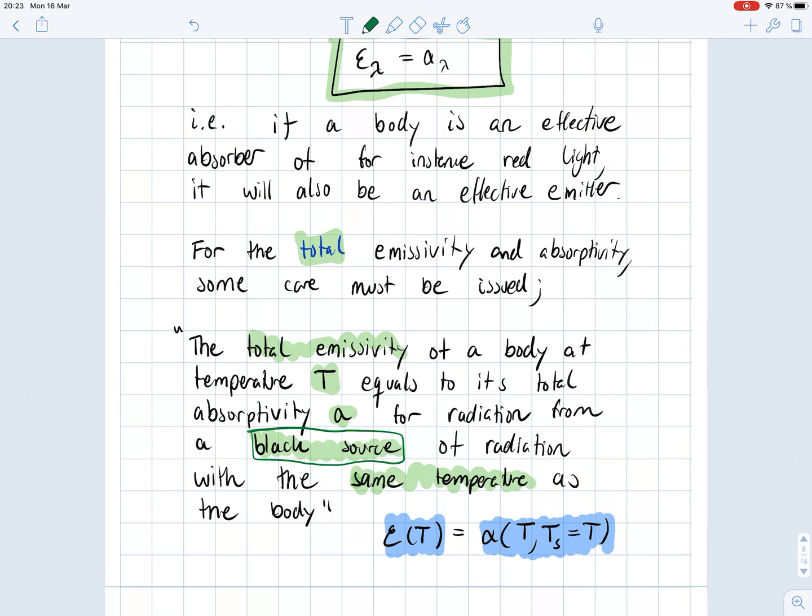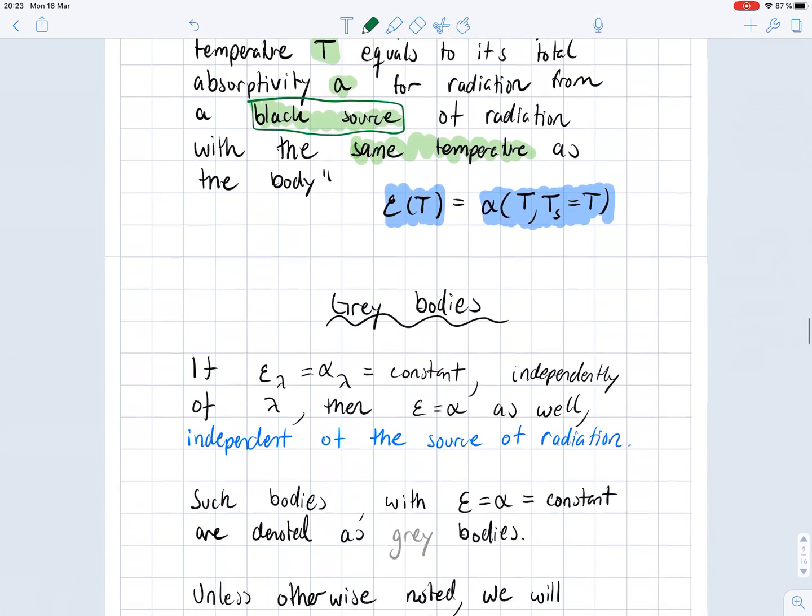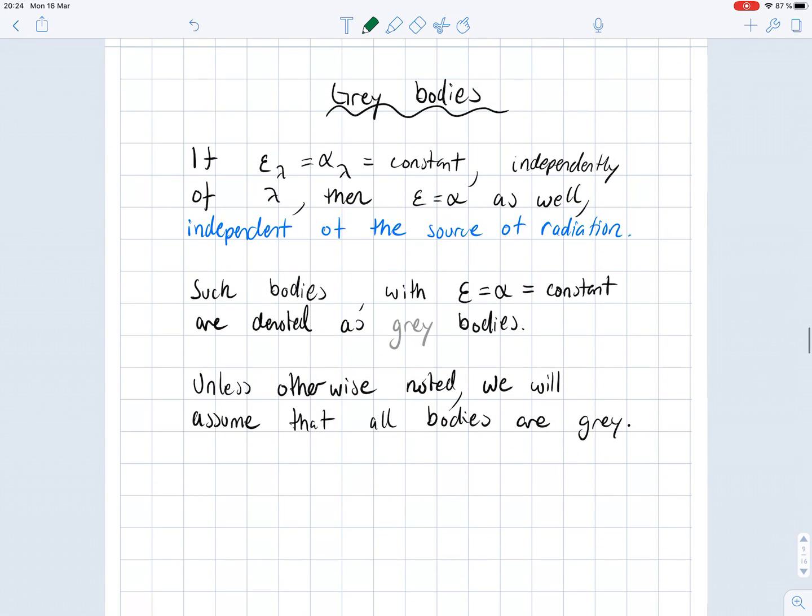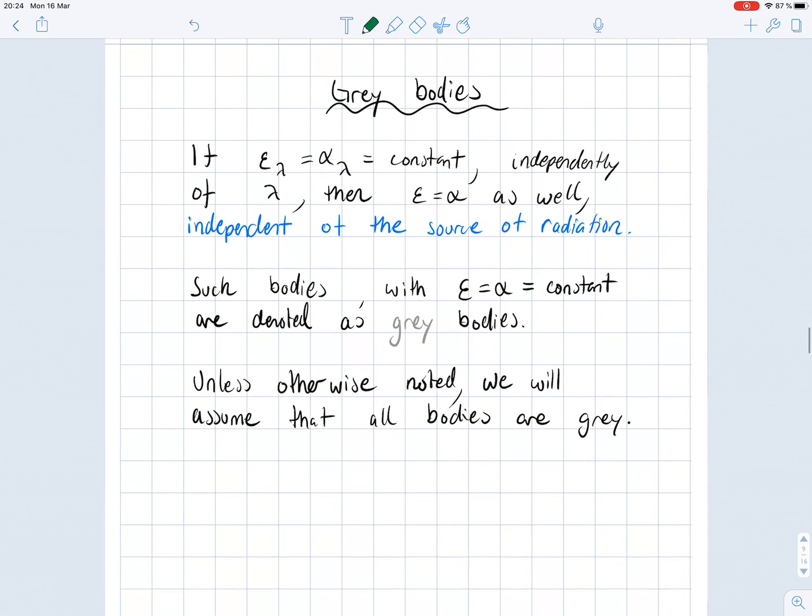But it's, of course, very practical when it works, because then you don't have to consider all of the properties of everything surrounding your body, which, of course, can be quite tedious to do. We do, however, have a sort of simplification which is in between, and that's the simplification relating to gray bodies.